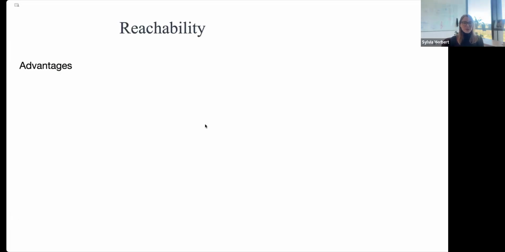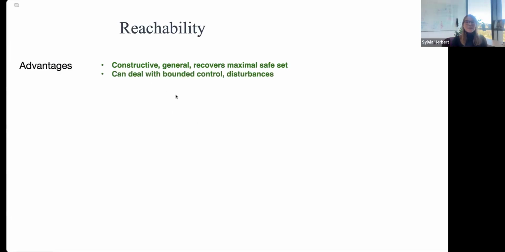Okay, so to recap, reachability analysis is beautiful and wonderful. You get a constructive method for how to generate these functions. It's very general. You can handle pretty general nonlinear systems with bounded control and disturbance, and it recovers this maximal safe set. You can also deal with bounded control and disturbances, as I mentioned. And I haven't gone into it, but there are many flavors beyond just solving for infinite time safety.